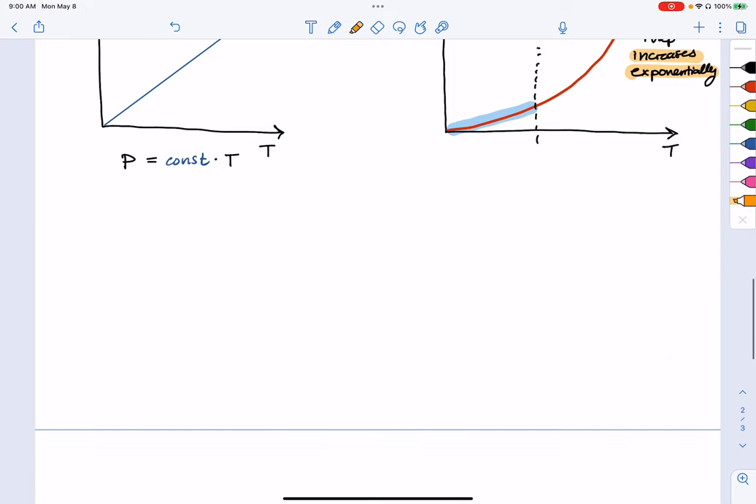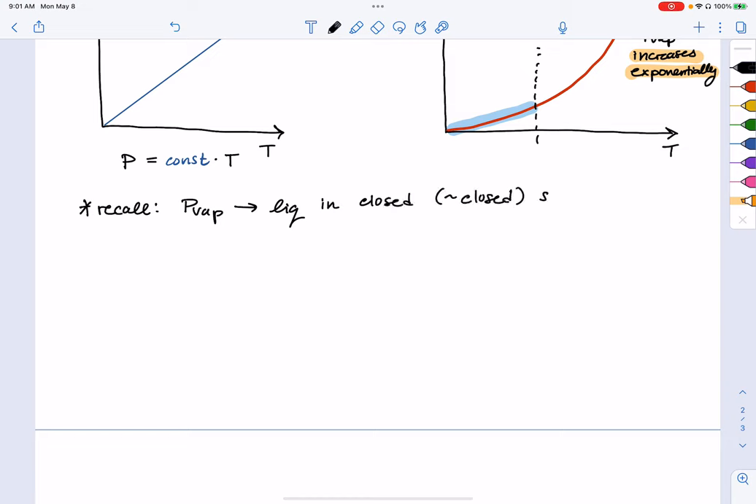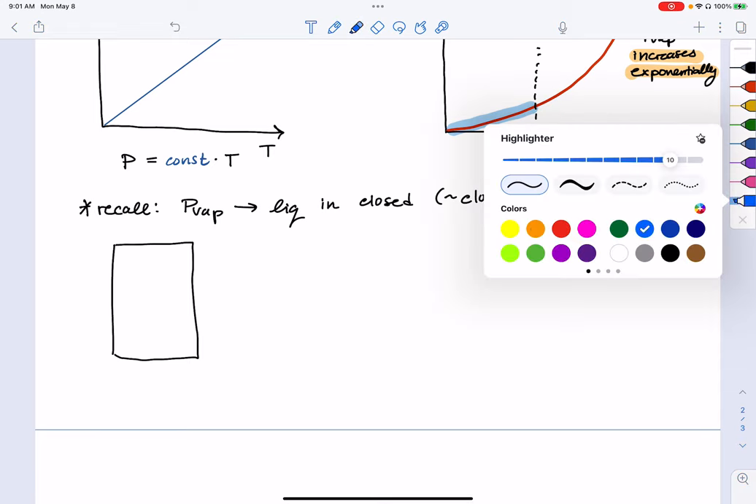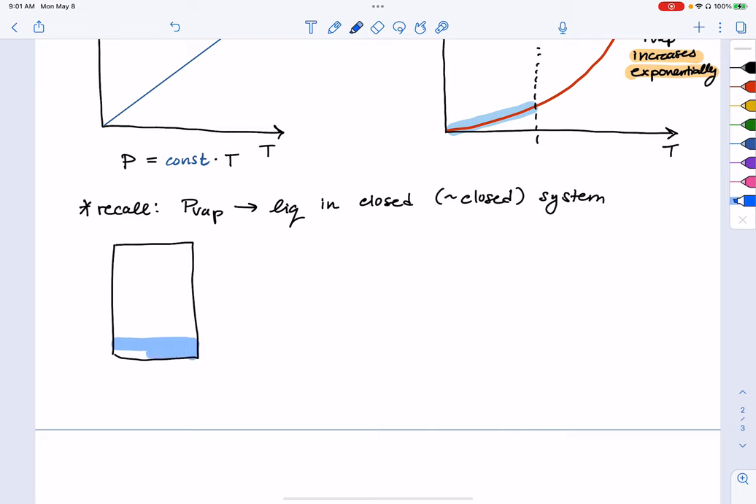Let's think about what's going on when we're talking about vapor pressure. So recall, anytime we're talking about vapor pressure, we're talking about a liquid that is in some kind of closed or an approximately closed system. So I'm just going to draw a box now. I'm not going to try to convince you that you've got a Nalgene bottle to consider. All right, so let's look at our liquid at T1. So that's some temperature.